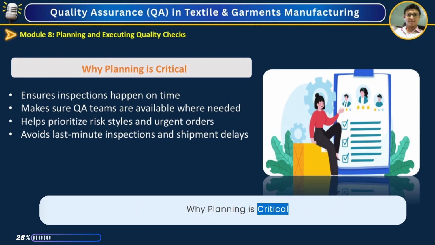Why planning is critical? Ensures inspections happen on time. Makes sure QA teams are available where needed. Helps prioritize risk styles and urgent orders. Avoids last-minute inspections and shipment delays.